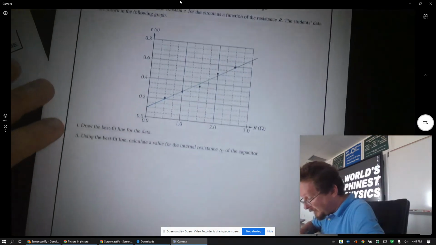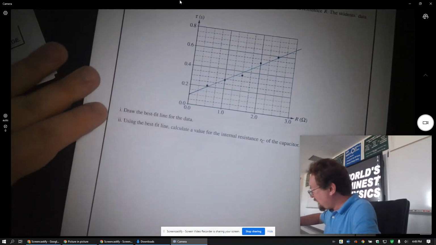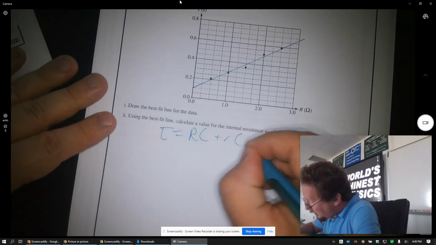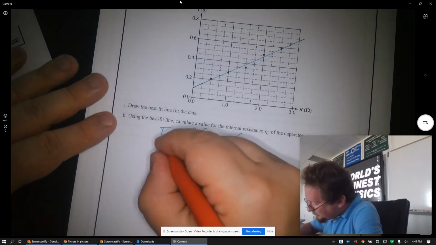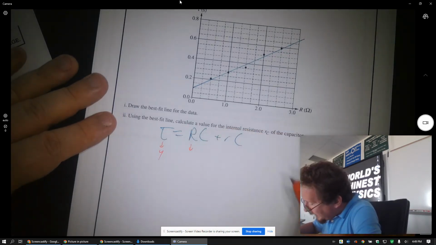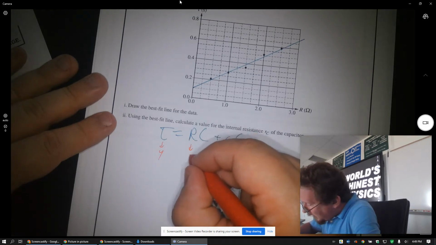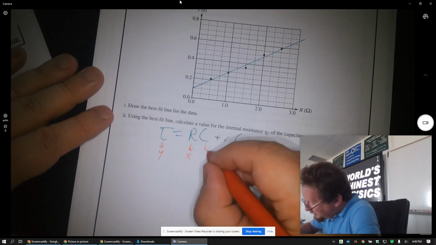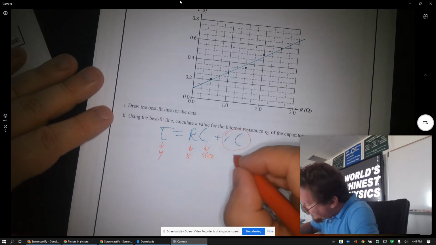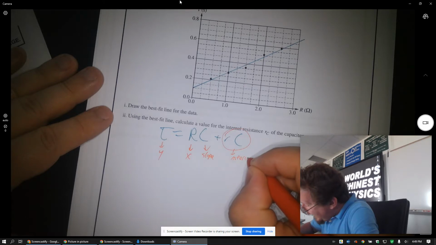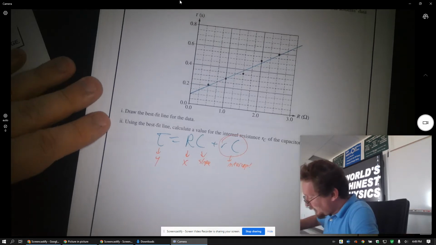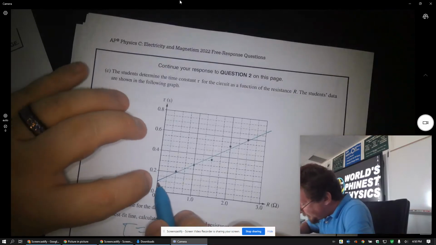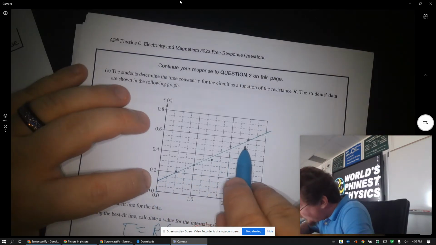Okay. Draw best fit line. Use the best fit line to calculate the value for the internal resistance. Okay, so what did we just say? We said tau was big RC plus little rC. So this is the Y. This is the X. This is the slope, and then this whole thing is the intercept. Okay, so I actually have to get the slope first. I'm not going to enjoy it at all. What's a decent rise for what I'm doing here?